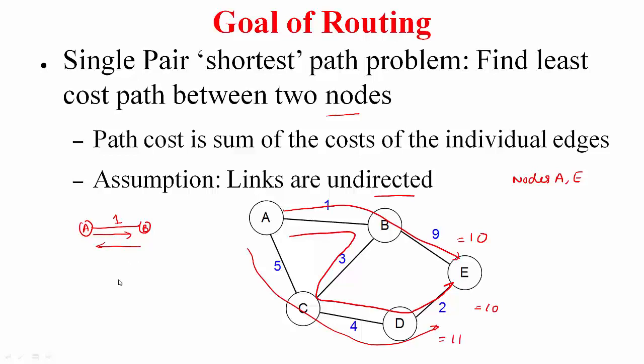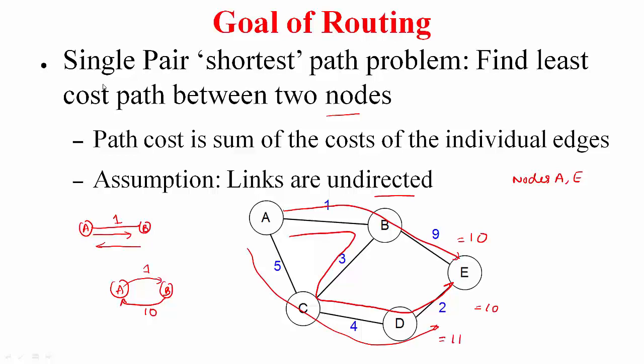But there could be directed links, in which case the cost of going from A to B could be 1, but the cost of going from B to A could be 10. So in my explanations later, I will focus mostly on undirected graphs. So where were we? We were looking at finding the least cost path between two nodes.